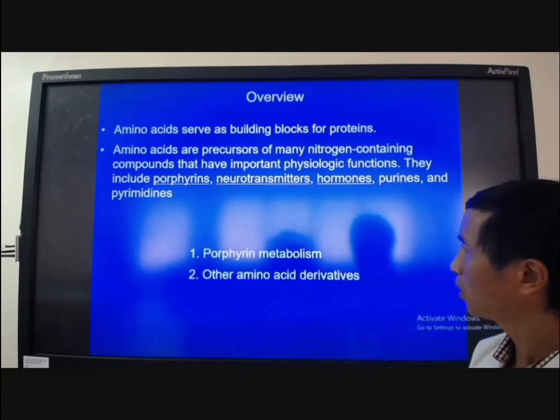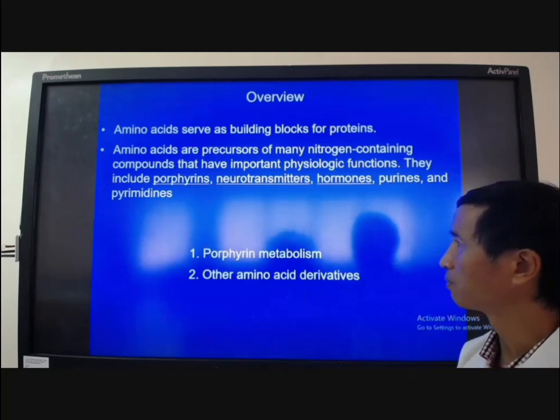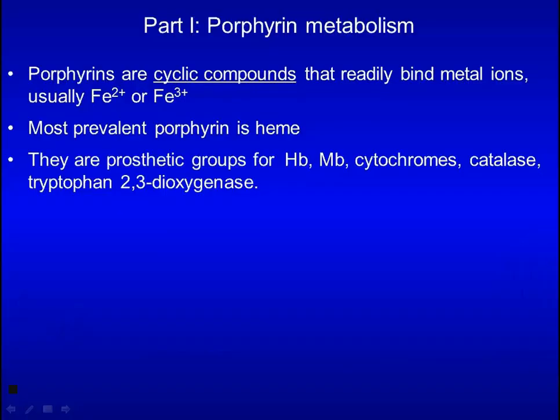First, we will look at porphyrin metabolism. Porphyrins are cyclic compounds that bind metal ions. The most prevalent porphyrin is heme. Porphyrins are prosthetic groups for hemoglobin, myoglobin, cytochromes, and catalase.